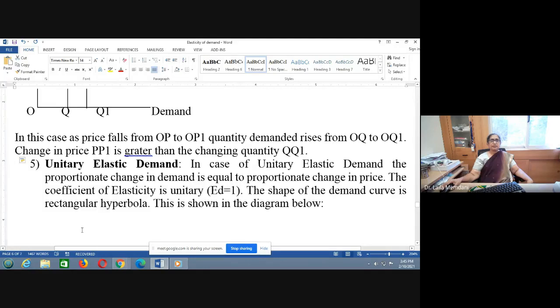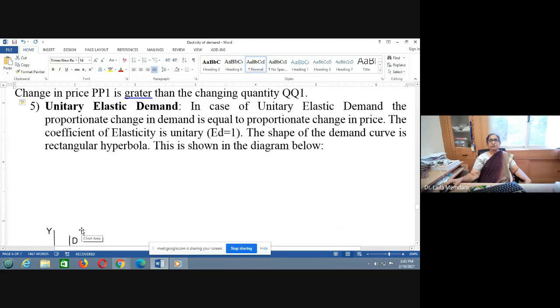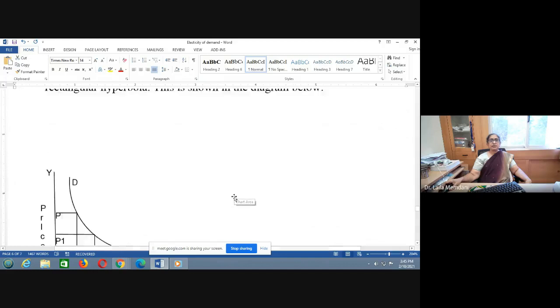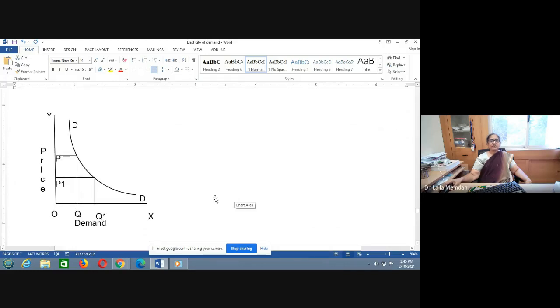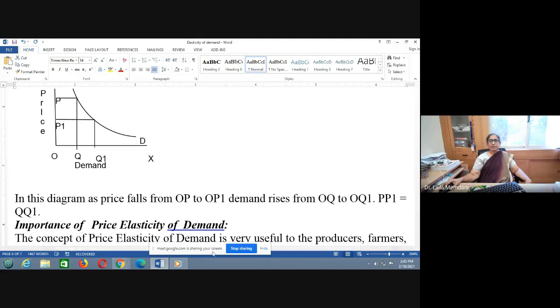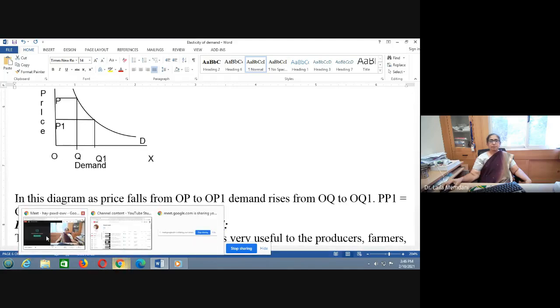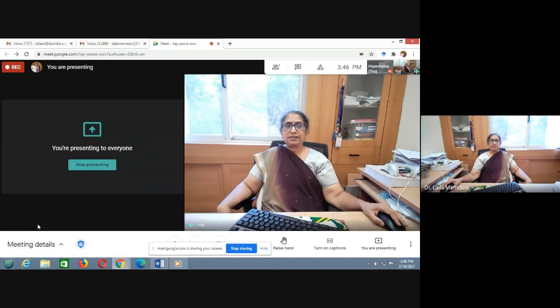And the last degree is unitary elastic demand. In this case, the change in price and change in demand are proportionate. So the numerator and denominator are equal, and therefore the elasticity coefficient is equal to 1. The demand curve in this case is called a rectangular hyperbola. So we have the change in price equal to the change in quantity. So with this, we are done with the degrees of price elasticity of demand.